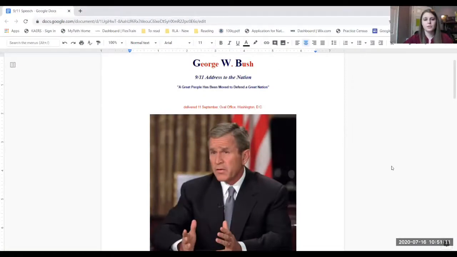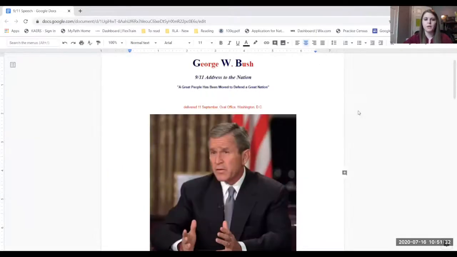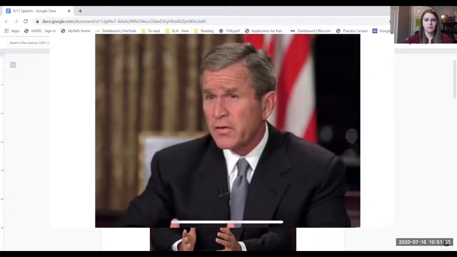So the first thing you should do when you get a new reading is to look at the title and the headings. So I see in big letters here, George W. Bush, 9/11 address to the nation. A great people has been moved to defend a great nation. Delivered 11 September, Oval Office, Washington, D.C. And then I take a look at the picture here.